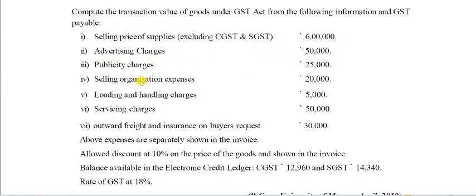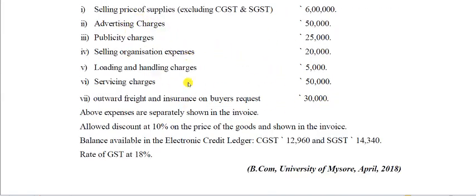Advertising charges 50,000. Publicity charges 25,000, selling organization expenses 20,000, loading and handling charges 5,000, servicing charges 50,000, outward freight and insurance on buyer's request 30,000. All of this will be added to the selling price to find out the transaction value. Above expenses are shown separately in the invoice. This is important here. Allowed discount at 10% on the price of goods and shown in the invoice.